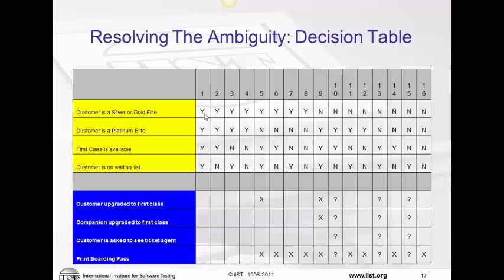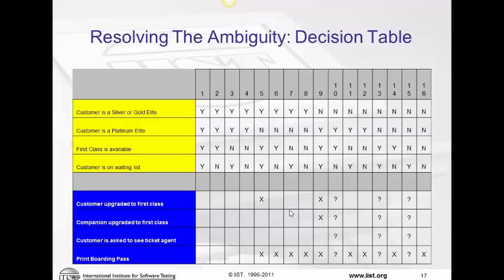What do you think the system should do here in the first column? I'm leaving it blank because I don't know what to put there. What should the system do? If the person is gold or silver and platinum, and there is a first-class seat available, and the person is in the waiting list. We should say there must be an error message. Customer cannot be all types of customer at the same time.